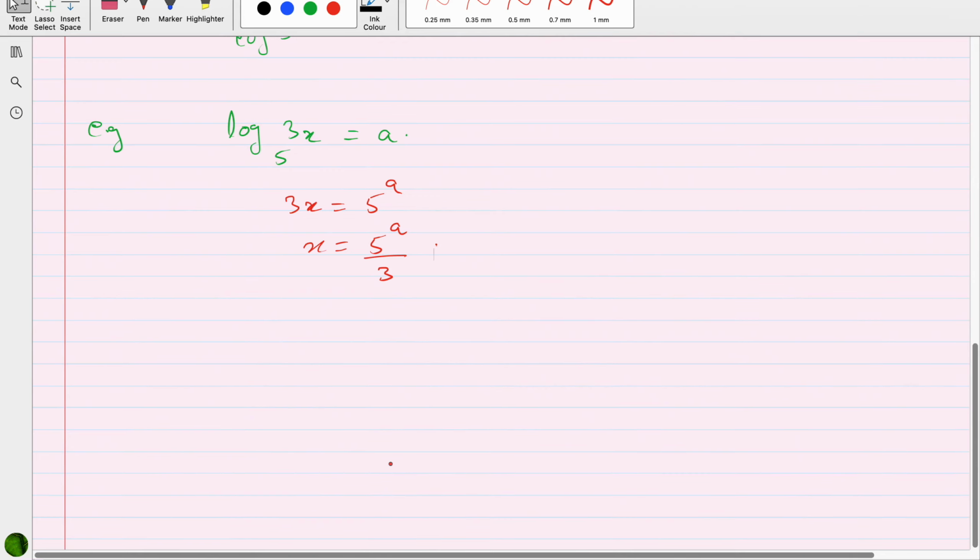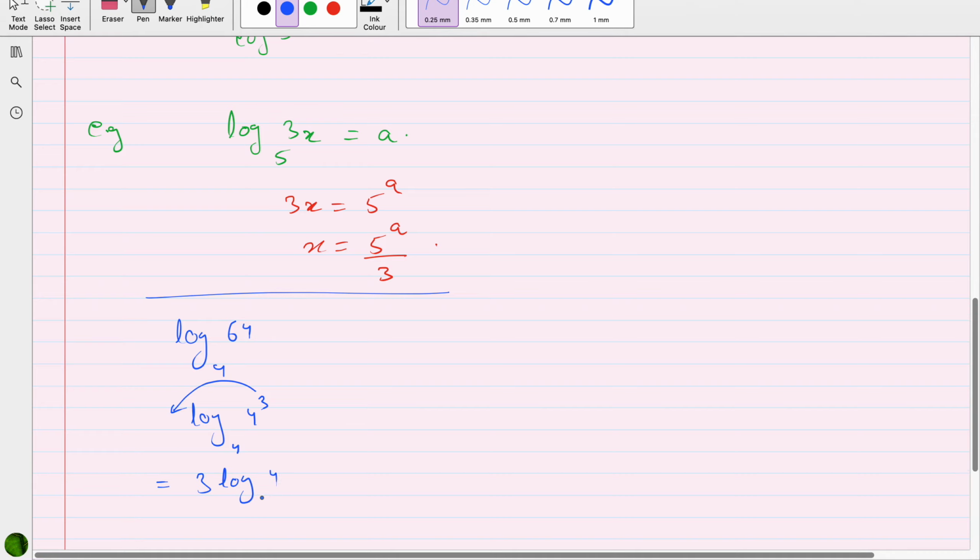Now we have few examples which we can do to find the value without using a calculator. For example, questions are log of 64 to base 4. So we can write log of 4 cube to base 4 using power law. We can bring this power outside, which is 3 log 4 to base 4. Power law is log of x raised to power y. This y can actually come out, so y log of x base z.